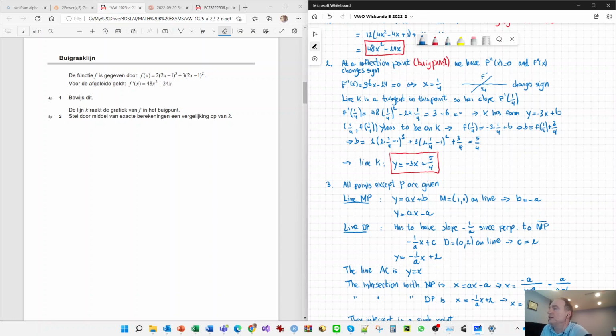It is minus 3. That means that the line k they're asking for has this form: y is minus 3x plus some constant b, which you have to find out. Well, how do we know? Well, we know that 1/4 and f of 1/4 has to be on k. That's the so-called tangential point, raakpunt, or the buigpunt of the function.